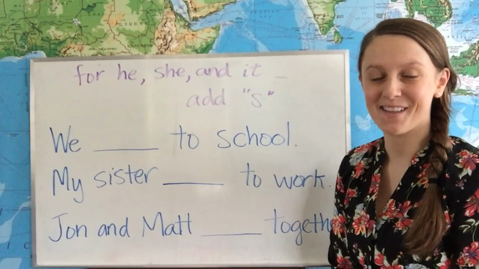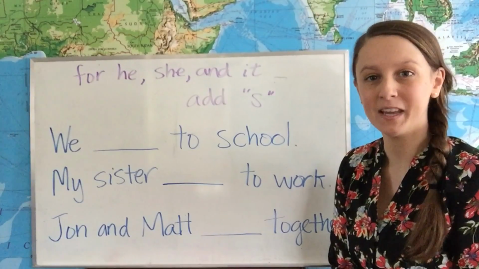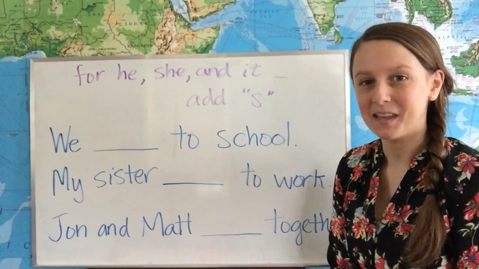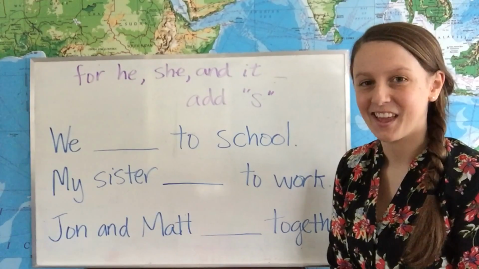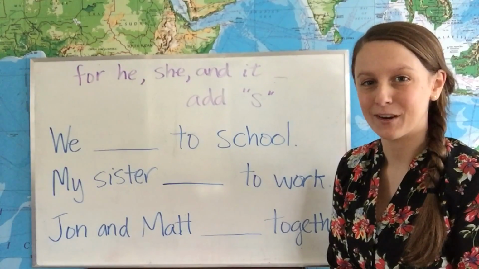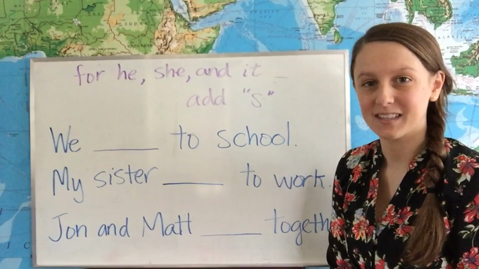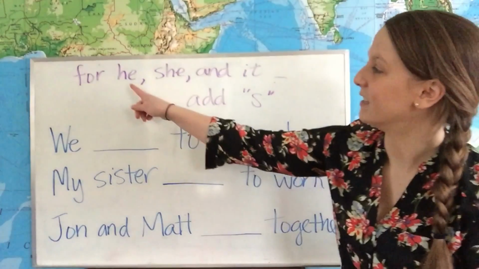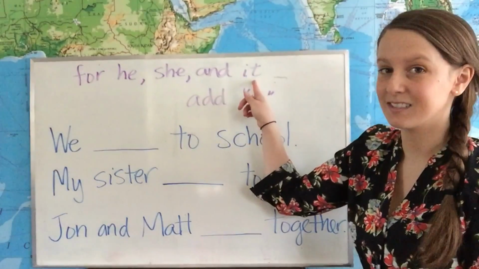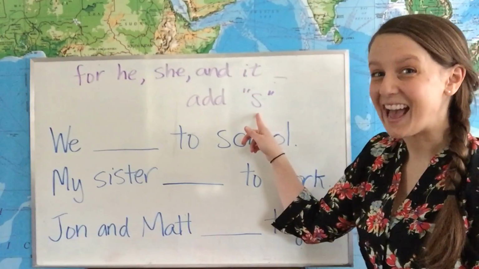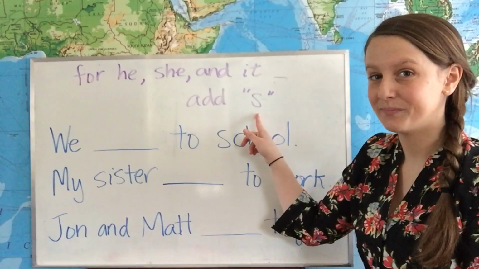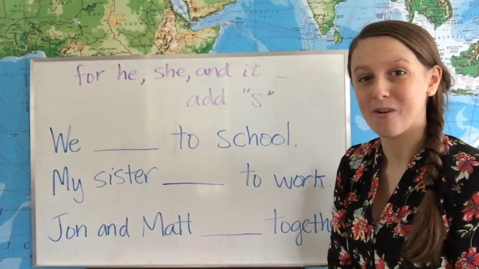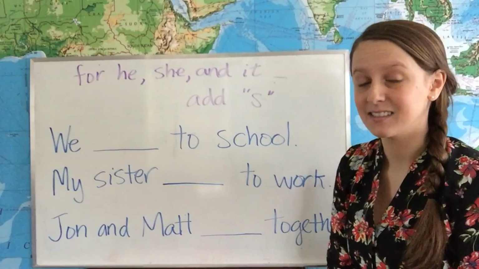We use simple present verbs for actions that are repeated. We call these actions habits, and they are repeated again and again. When we make a simple present verb, we need to look at the subject of the sentence first. If the subject of the sentence is he, she, or it, then we need to add s at the end of the verb. If the subject is I, you, we, or they, we don't add s.